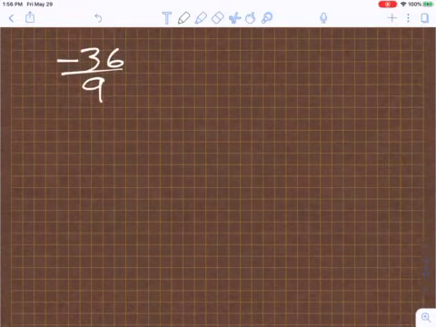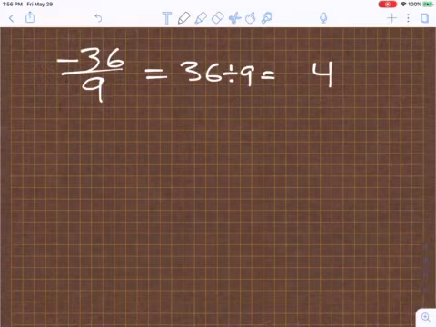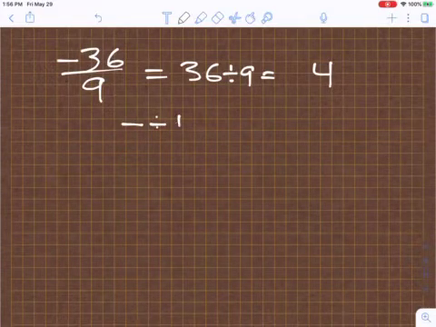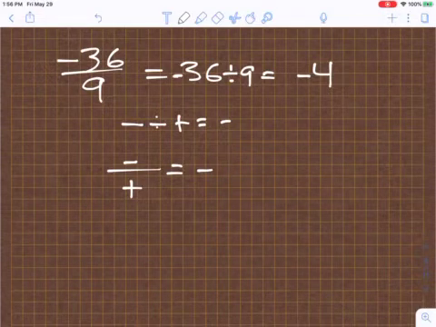All right, let's take a look at this. Negative 36 divided by 9. Just do 36 divided by 9 in your head, and that's 4. Then you know that you have a negative divided by a positive, and we know that's going to give us a negative answer. So it would be negative 4.